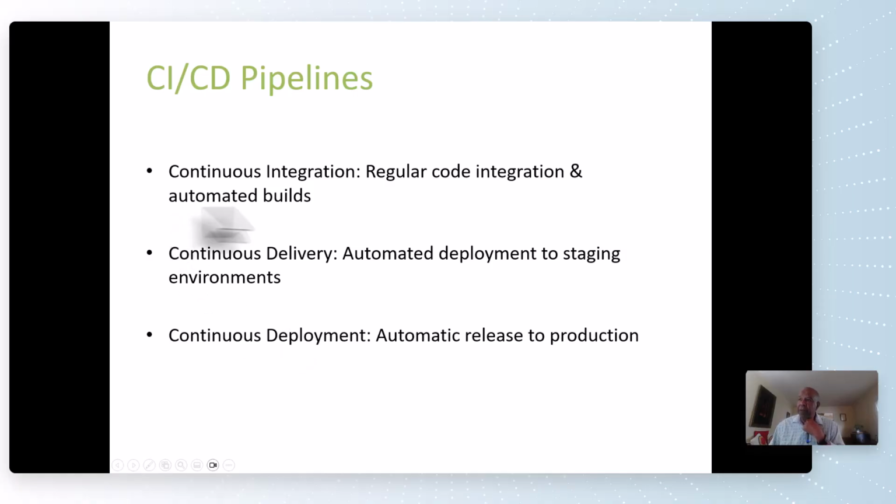CI/CD pipelines: continuous integration, regular code integration and automated builds; continuous delivery, automated deployment. Basically, all this is saying is that when we make changes, it's not going to be a one-off. We're not going to do things by accident. We're going to plan these releases. We're going to plan this, looking at code in order to make corrections beforehand. We're going to plan to make sure we don't have any technical debt.